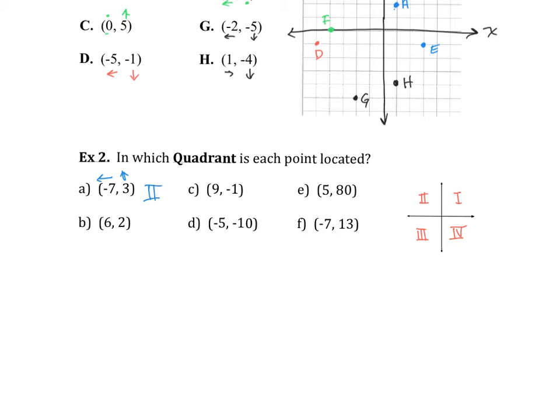Okay, for B, I'm going to go right 6, up 2. I don't actually have to go right 6, I just have to imagine I am going to. Right 6, up 2. Where do I end up? Quadrant 1. Okay, let's try the next one. Right, down. From the origin, I go right 9, down 1. I end up in quadrant 4.